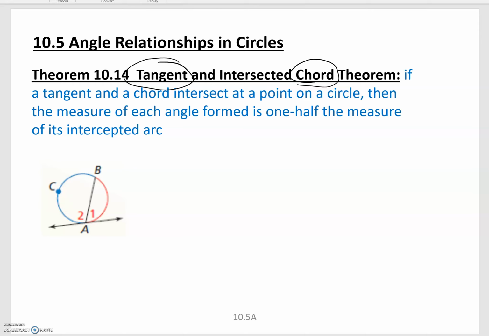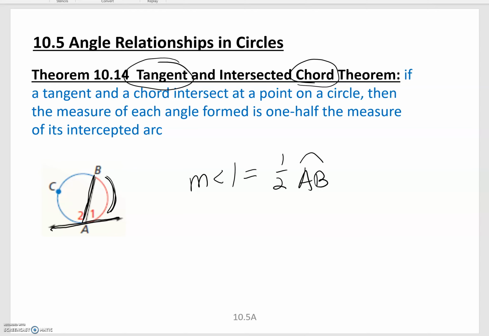So back to 10.1, we learned about what those pieces of the circles were. So we have our tangent on the outside here, and we also have the chord that cuts through the circle. Okay, so this theorem says if a tangent and a chord intersect at a point on a circle, then the measure of each angle formed is 1/2 the measure of the intercepted arc. So what that means is the measure of angle 1 in this picture would be 1/2 of arc AB.